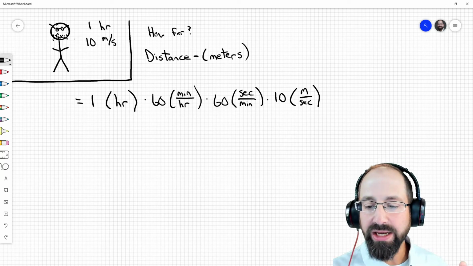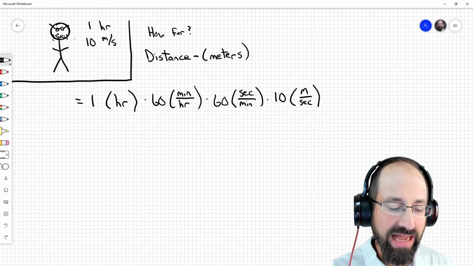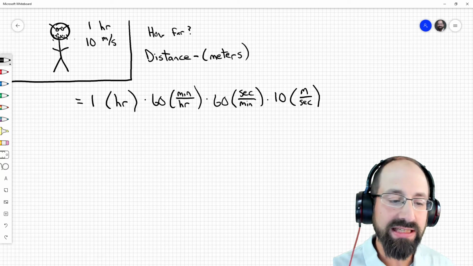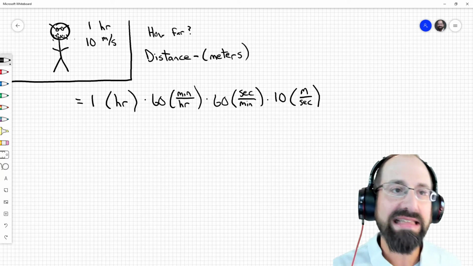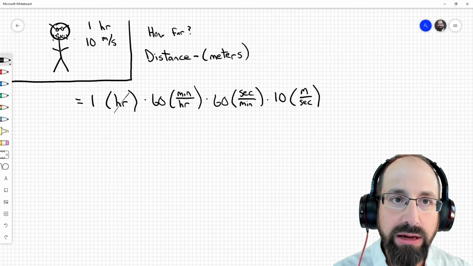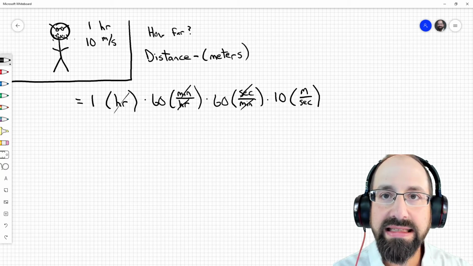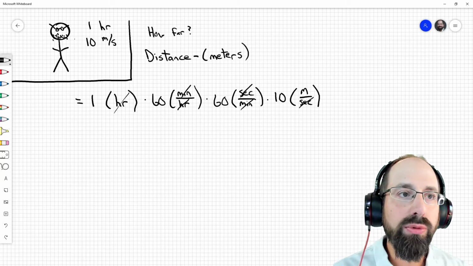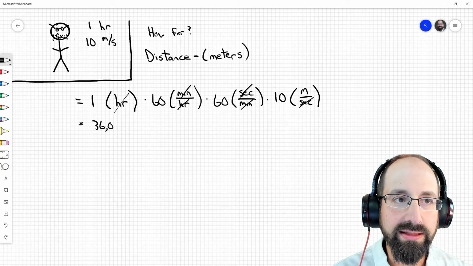And we know that this works out because we can cancel out the units. Just like we multiply the numbers out, we can also multiply the units by each other and cancel out the intermediate values. So hours cancel out with hours, minutes cancel out with minutes, and seconds cancel out with seconds. So we wind up with the result that for that hour, I ran 36,000 meters, which seems about right for me.